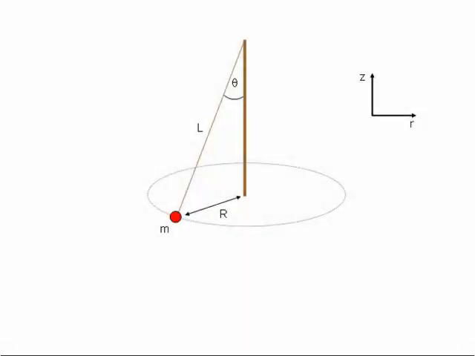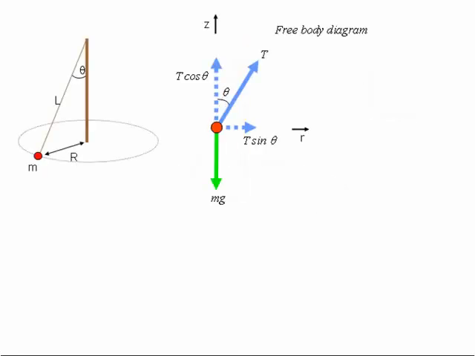We start this problem by drawing ourselves a free body diagram of the pendulum bob. There are two forces acting on the bob. There is the force of gravity, mg, acting downwards, as depicted by the green arrow, and there is the tension in the cord or the rope, T, as depicted by the solid blue arrow.